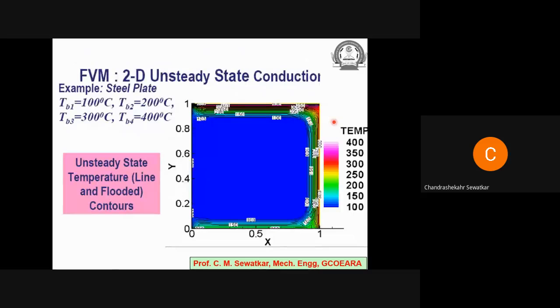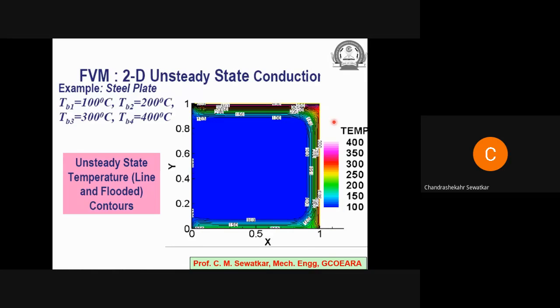Similar kinds of solutions are available. Here I am sharing with you the solution obtained after implementing the same algorithm, but it has been implemented for 2D. Here again, the boundary conditions are 100 degrees Celsius, 200 degrees Celsius, 300 degrees Celsius, and 400 degrees Celsius. But the solution which now appears in front of you on the screen is not the steady state solution. I am sharing with you here the unsteady state temperature line and flooded contours.